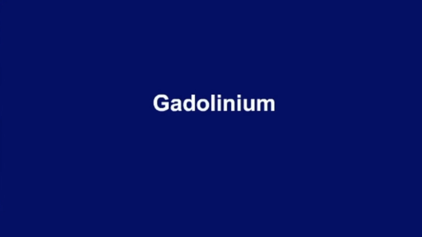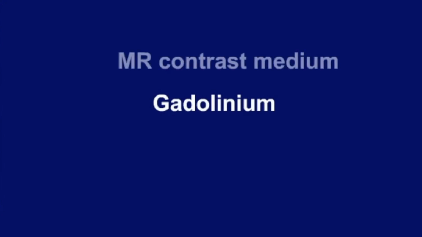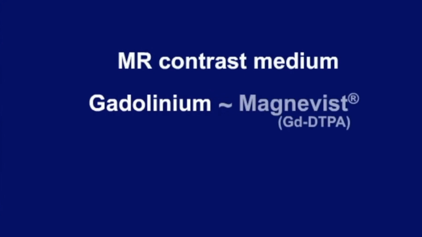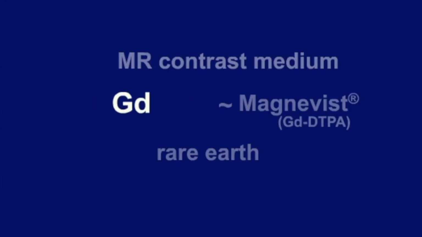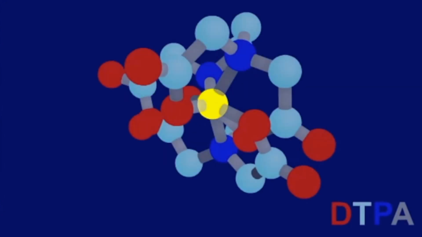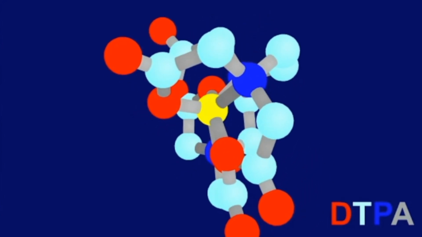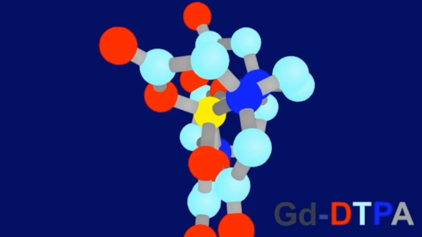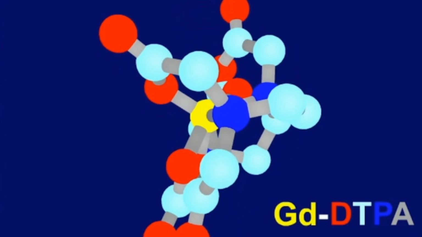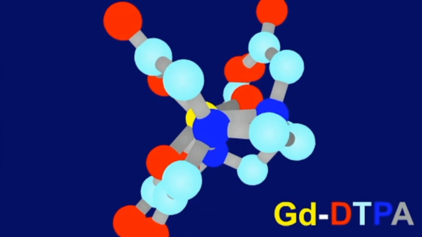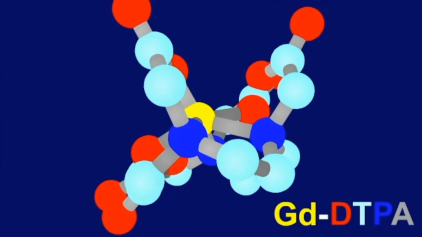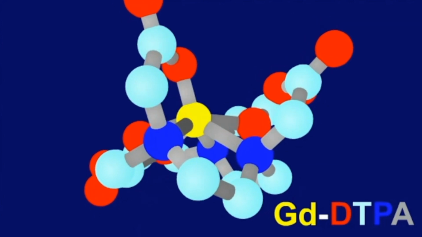Gadolinium, a paramagnetic substance, is used as an MR contrast medium, marketed as Magnavist. Chemically, the substance is a rare earth. As gadolinium is toxic in its free state, it is bound to DTPA in a certain way called chelation, which solves the problem of toxicity. The pharmacological properties of gadolinium DTPA are very similar to the ones of contrast media in conventional radiology. Gadolinium DTPA, however, is even better tolerated.